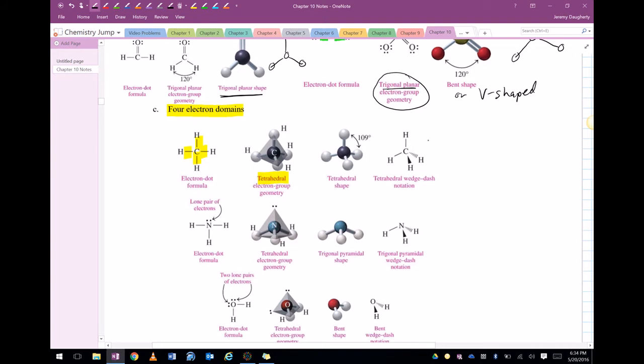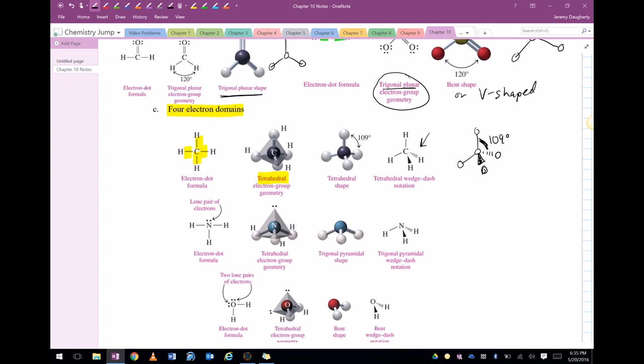Now we start to introduce this wedge and dash model. So here's carbon, hydrogen, hydrogen. Those two hydrogens and carbon are all in the same plane, so we just draw them like that. Now this hydrogen is actually sticking out of the plane. So that hydrogen's coming at you, and then this hydrogen is going into the screen. Remember this is a three-dimensional structure. So this angle ends up being about 109.5 degrees, depends on the size of the atoms.